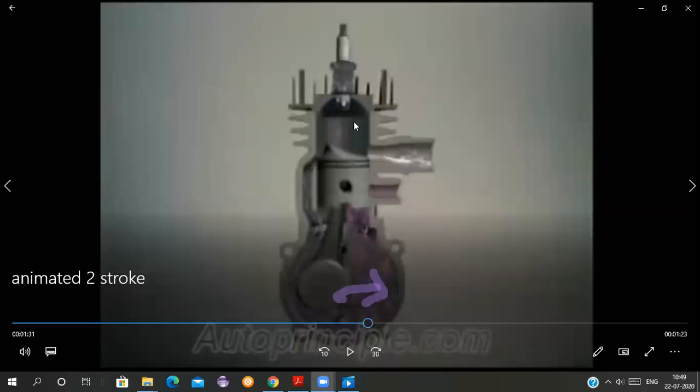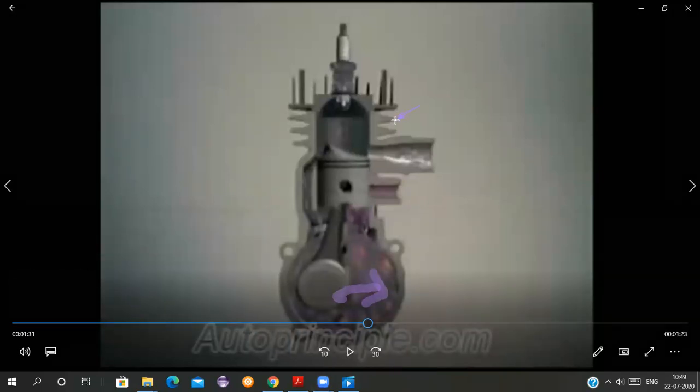And then this heat is transferred everywhere. Therefore only the cooling fins are provided. Here are the cooling fins. See, these are the cooling fins. On both the sides, these fins are provided so that the engine does not get heated very much.